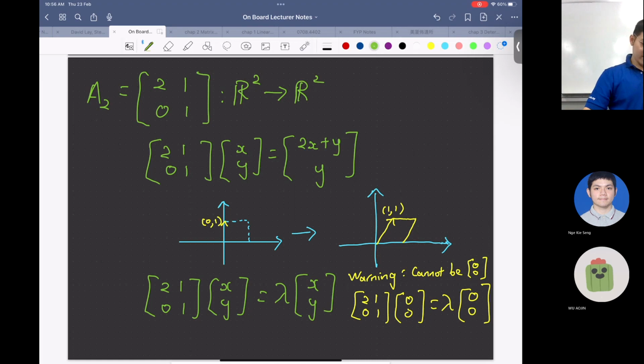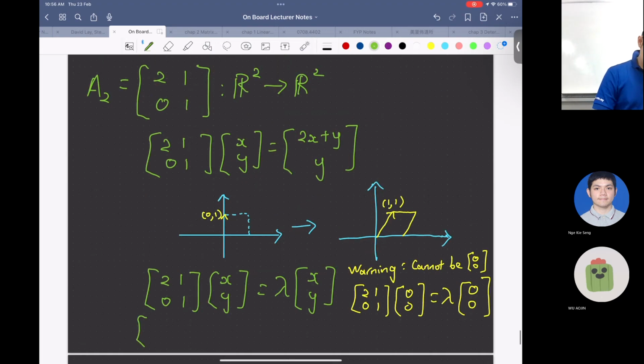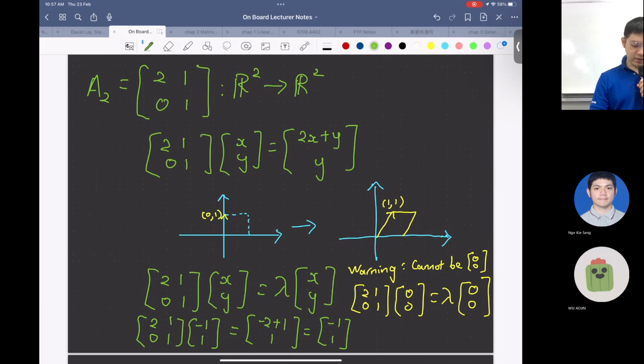Any idea? Negative 1, 1. Let's try it out. I'm not sure what this is, it's a random pick. Negative 1, 1. What do you get? You get 2 plus 2 plus 1 and 1, which is minus 1, 1. Okay, so this is equal to 1 times itself. So under this transformation, the vector negative 1, 1 stays the same.